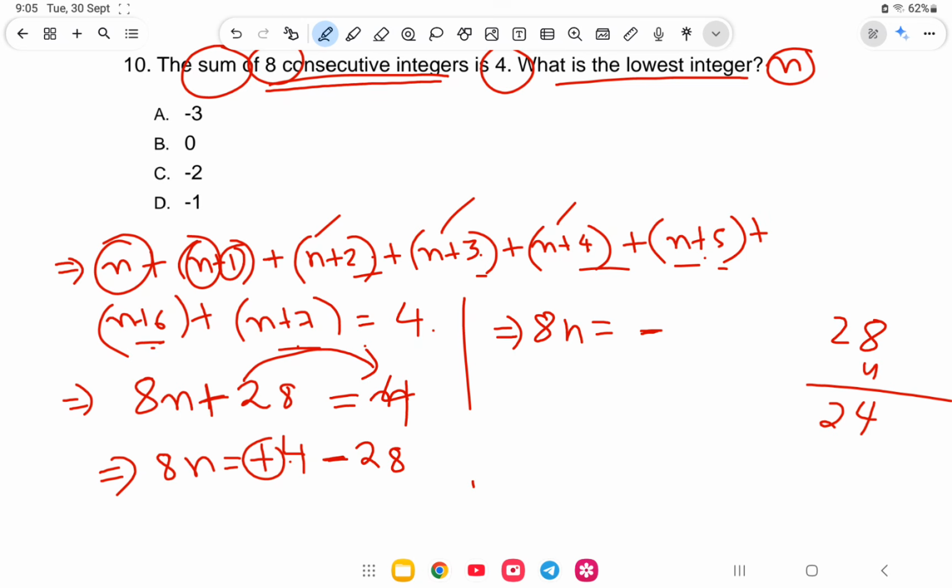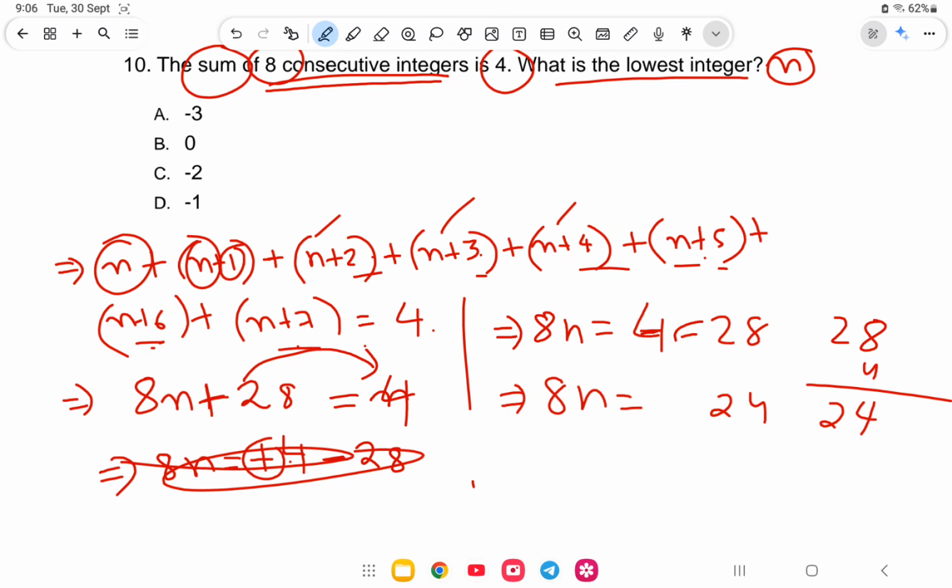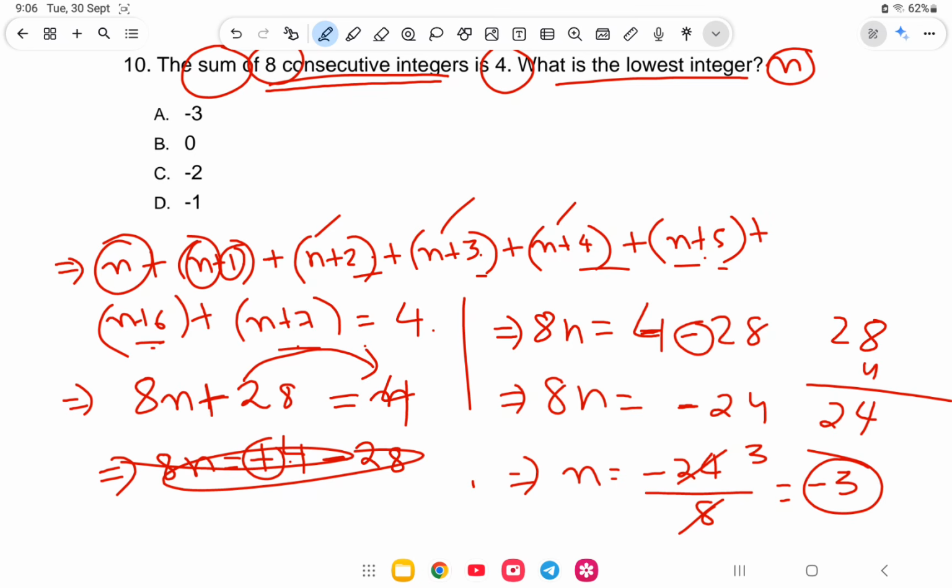So 8n is equal to 4 minus 28, which is minus 24. So n is equal to minus 24 by 8. 8 times 3 is 24, so it is minus 3.